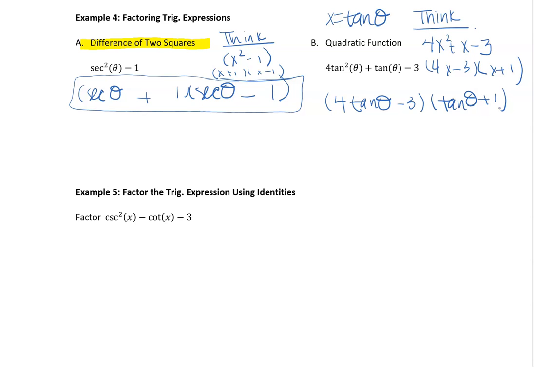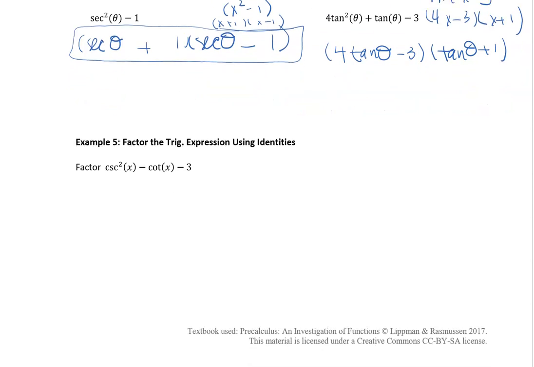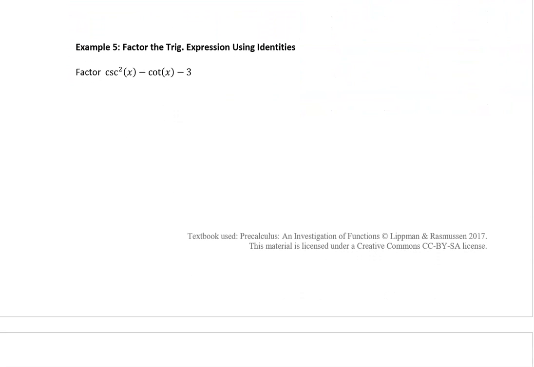Let's do some that don't have all the same trig functions. This was just secant, this was just tangent. Let's look at example 5 here and see if we can work with something not with the same trig functions.